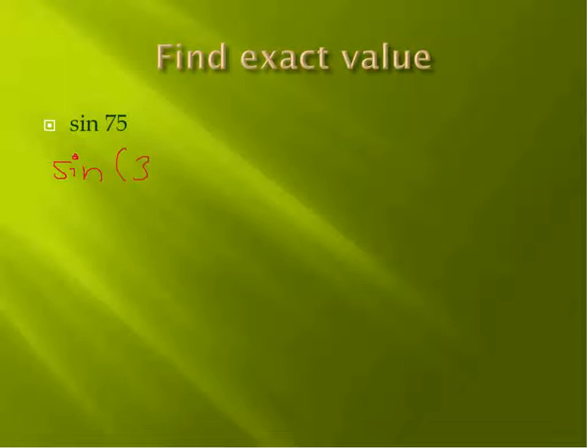Okay, we're going to say sine 30 plus 45. Now let's talk about why we're doing it this way. The reason that I'm doing it this way is because we have a formula when it's the sine of adding two angles. We have a formula for that. So we have to put it in a kind of a form that I have a formula for.